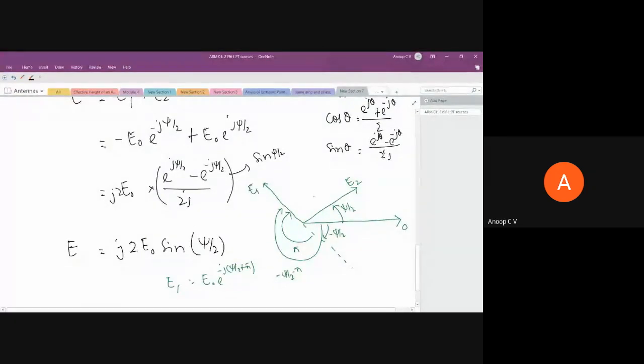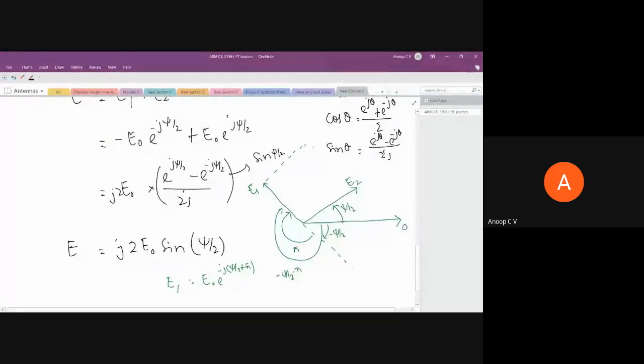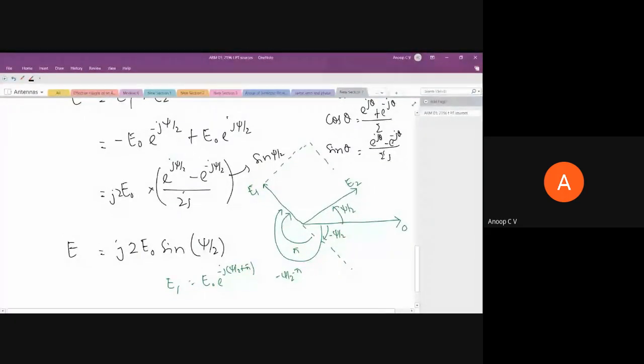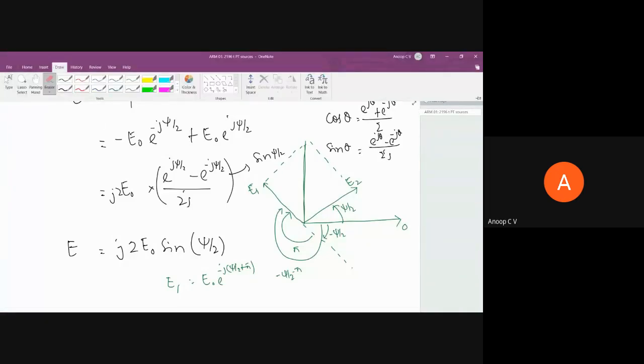So this is E1. If you add these two, what do you get after completing the parallelogram? Like how we add phasors. That's it. Then if we add, this is what we are getting. So you can see this will justify why there is a j in the expression. Why? Because the resultant is purely imaginary.